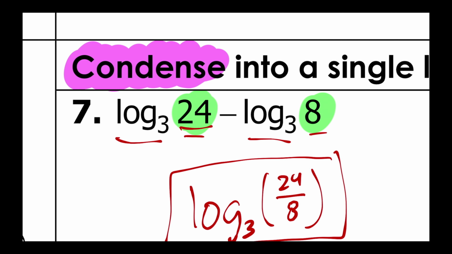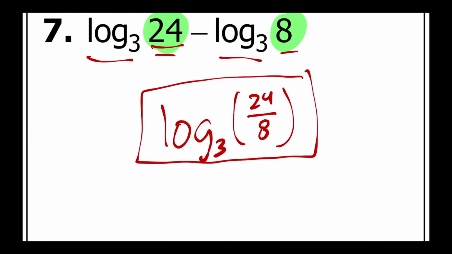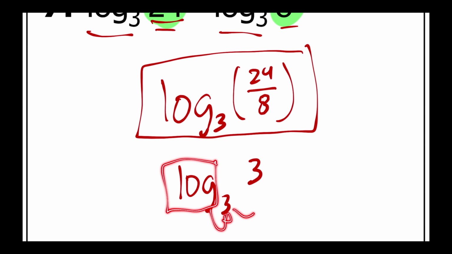But if we put them together, here's what we can do. 24 divided by 8 is what? 24 divided by 8 is 3. So this is log base 3 of 3, which is asking what exponent of 3 gives me 3. Right? What exponent of 3 gives me an answer of 3? Does anyone know that? It's pretty simple.